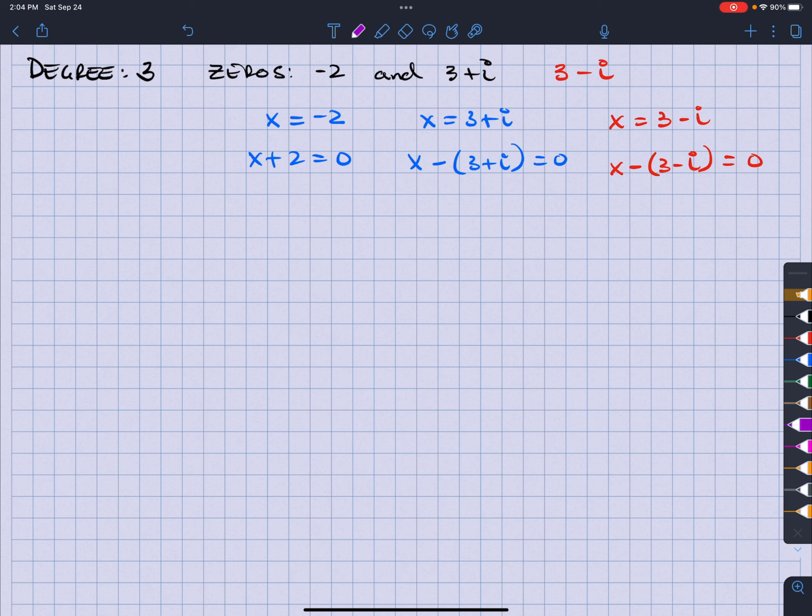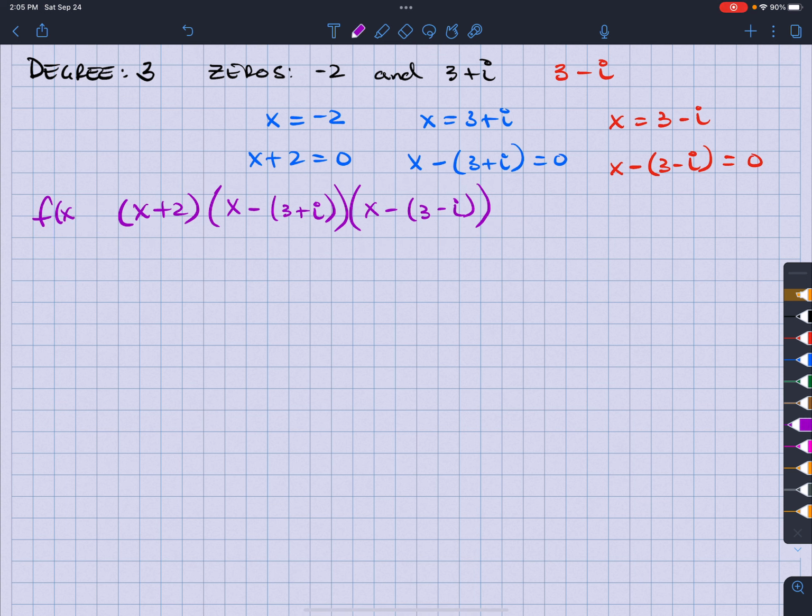So now I have these as my factors. So let's go ahead and work those out. So I have to do x plus 2 times x minus 3 plus i times x minus 3 minus i, right, to find my equation. So let me do that really quick. Bring this over so I can call this f of x, okay? I'm going to go ahead and work on just this piece right here. I'm going to FOIL that out or double distribute that.